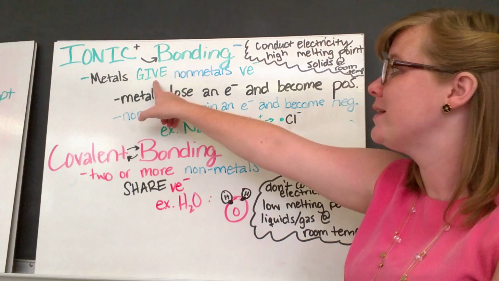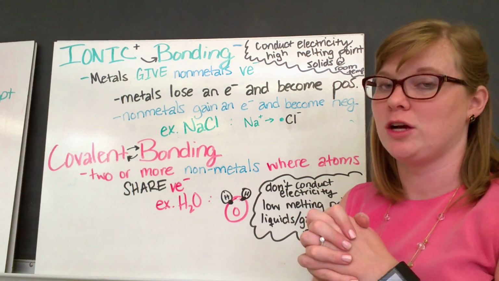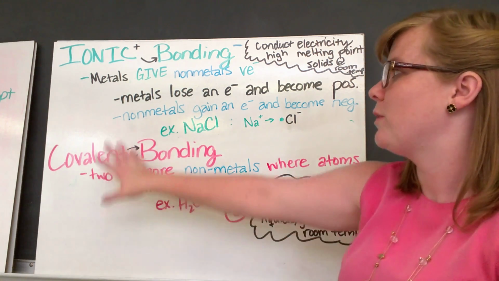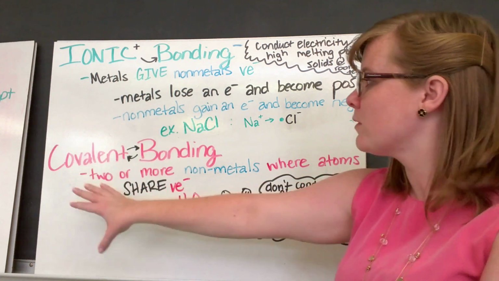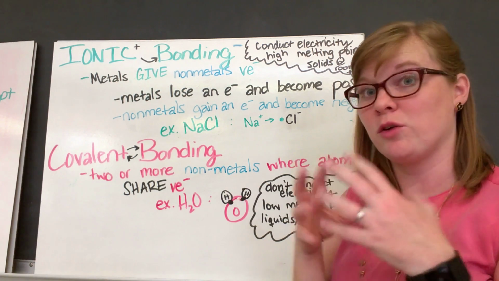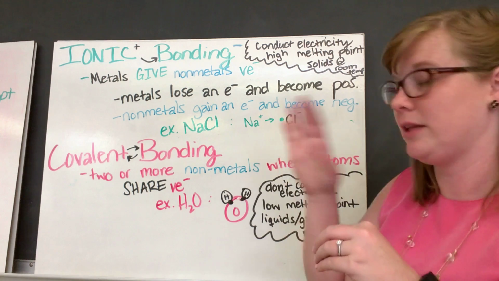So metals are always going to give nonmetals valence electrons. So that's our big one, right? Covalent bonding is our other really important one. This is the other one we definitely need to know.